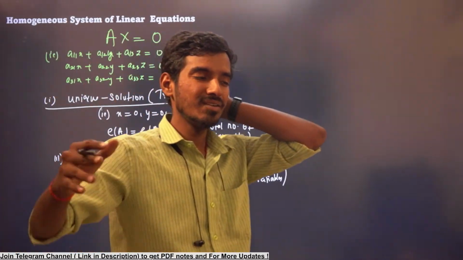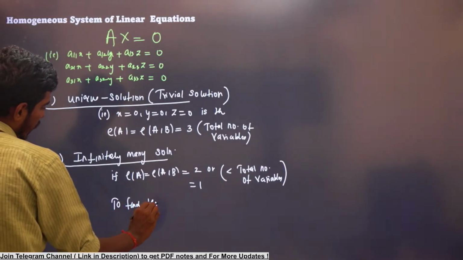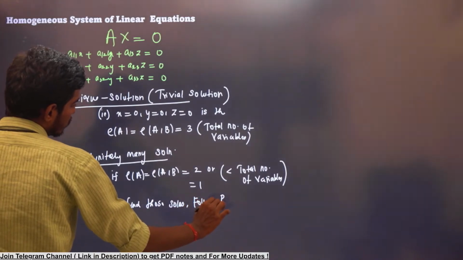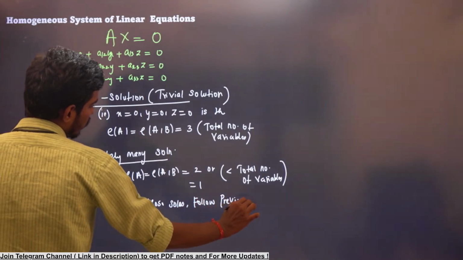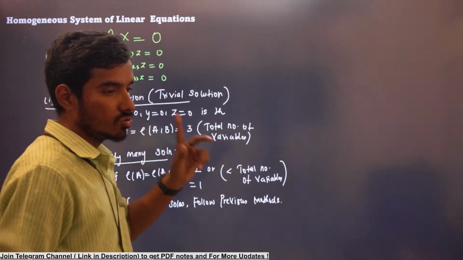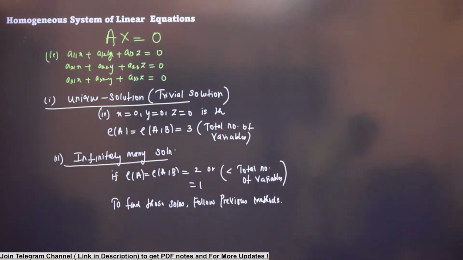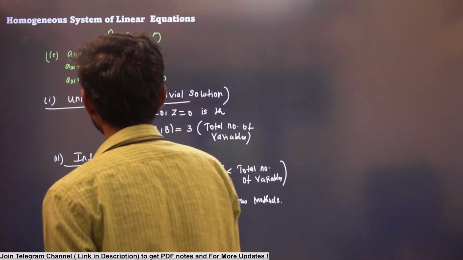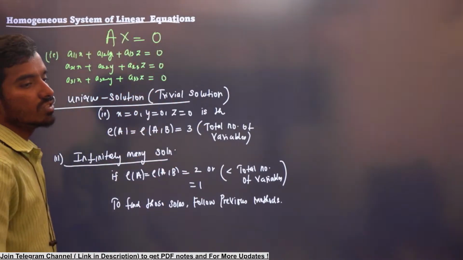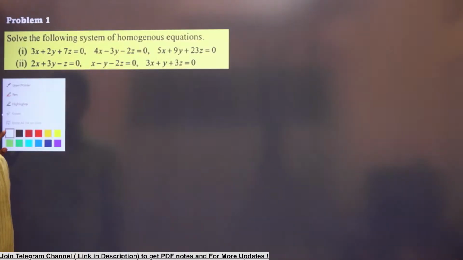How to find infinitely many solutions? To find those solutions, follow the previous methods. That's it. If the rank is 2, there is one free variable; assume z is equal to k. So write the reduced echelon matrix to Ax equal to B form, and then find the infinitely many solutions. That's it. So when you are good in non-homogeneous, homogeneous is very easy, just an extension. Okay, so we will do some problems here.